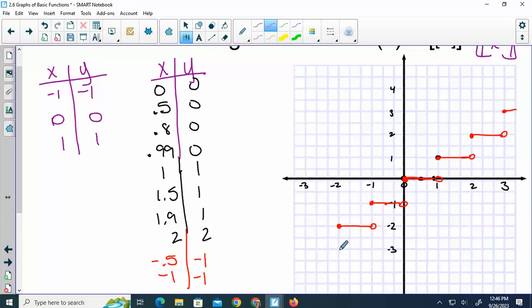So we're just following this pattern. We have these steps. They're 1 unit long. Closed circle on the left, open circle on the right. And then it just keeps continuing. That is what's called the greatest integer function. Have you guys seen that one before? No? Okay.